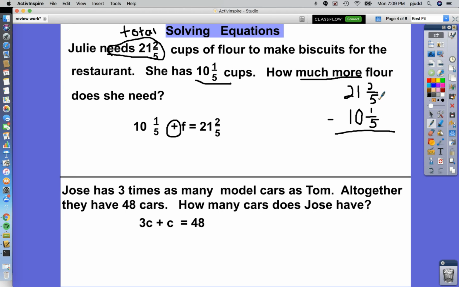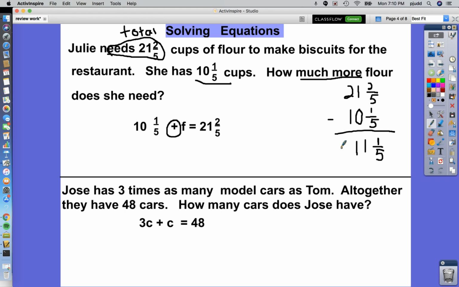Because I'm dealing with fractions, I'm going to look at my denominators, and I notice that both denominators are the same. So I don't need to worry about finding a common denominator. I am going to subtract my numerators, and then I'm going to subtract the whole numbers. Since it's the same denominator, it's going to remain as 5 or fifths. 2 subtract 1, that's going to give me 1. 1 subtract 0, well, that's 1. 2 subtract 1, that's 1. And I have 11 and 1/5 as an answer.